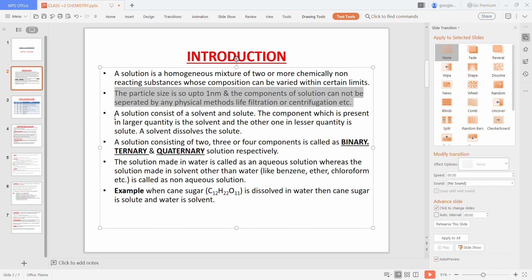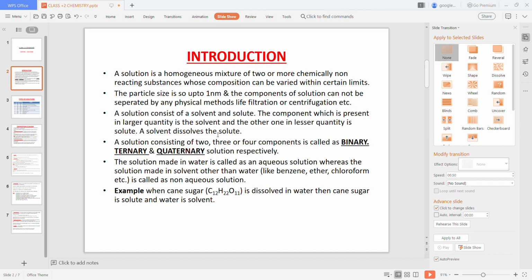Then next, in the solution we have two components. The component which is present in excess, in large quantity, is the solvent, and the other substance which is present in lesser amount is the solute. A solvent dissolves the solute. Suppose you add sugar in water, urea in water, or glucose in water, then glucose is your solute and water is your solvent. Solute plus solvent form the solution.